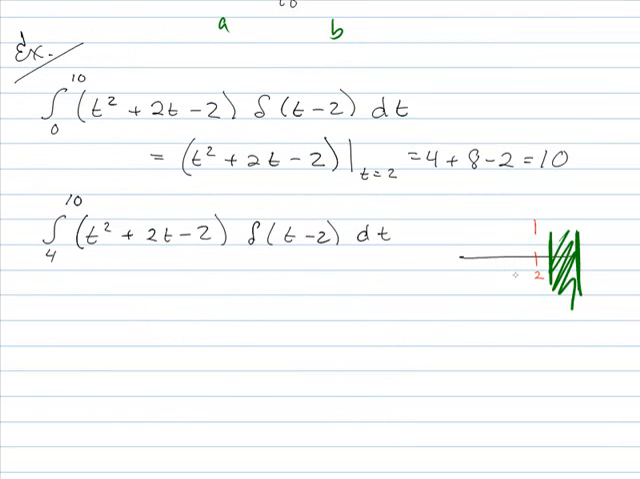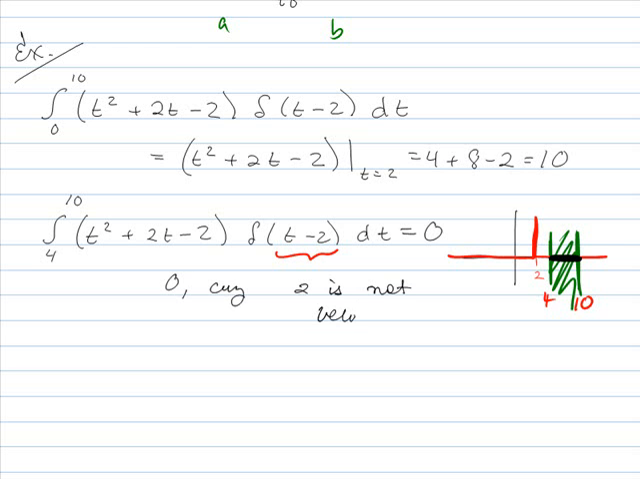Well, since I'm just sampling it, remember that it's only non-zero at that one point. So if I'm integrating from 4 to 10, the area under the curve is just flat out going to be 0. So that's about the only thing I can do to freak you out. So it's 0 because 2 is not between 4 and 10. So that's useful.